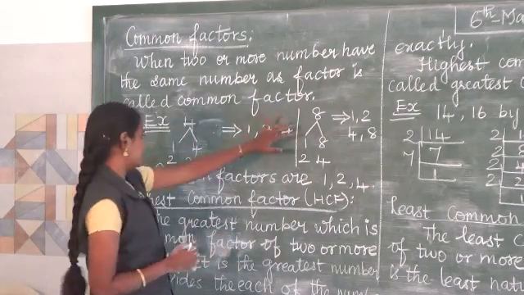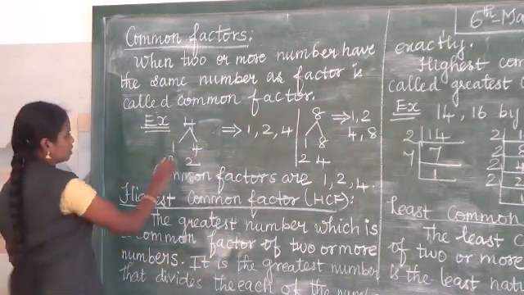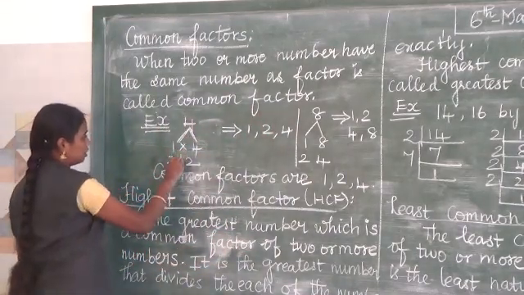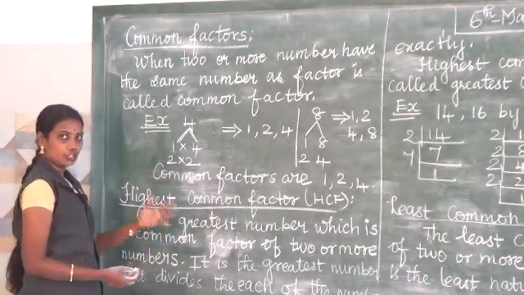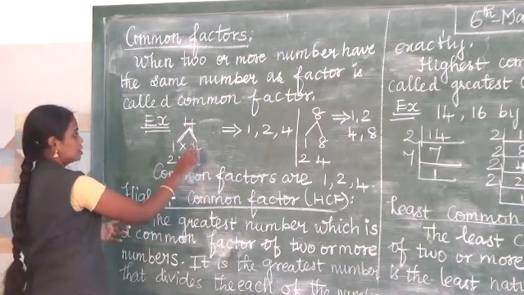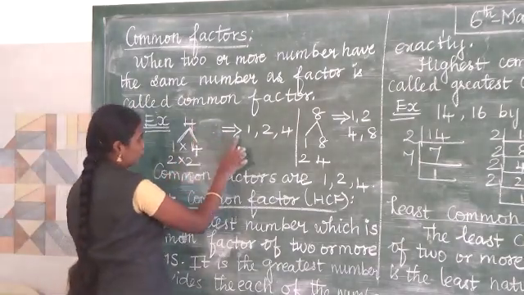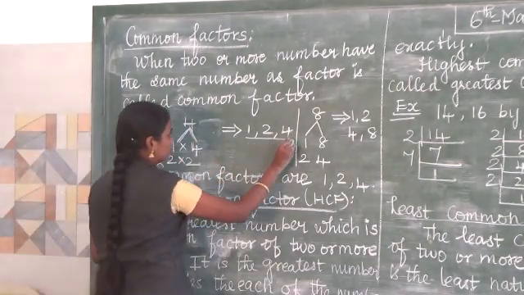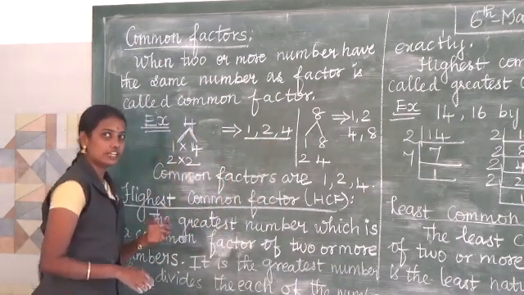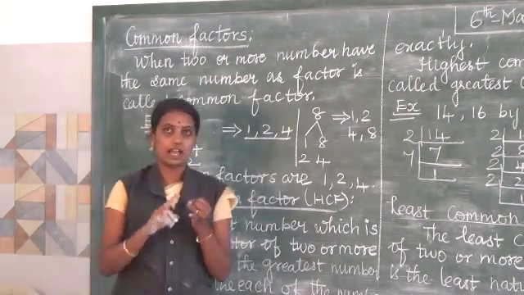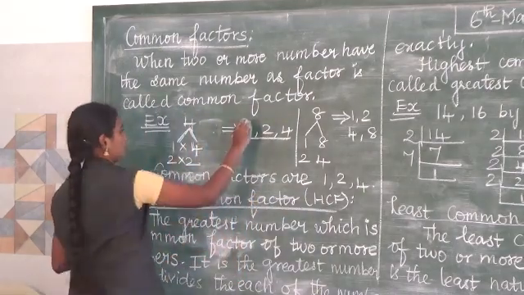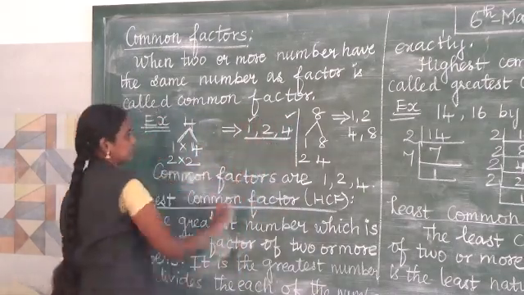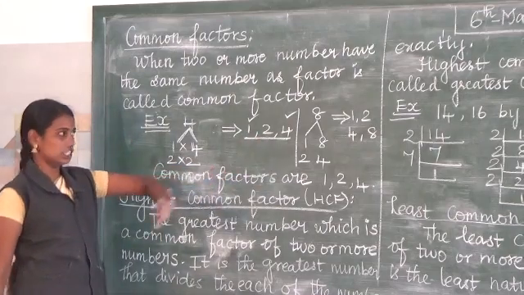Now 4 and 8 is here. The factors of 4: 1 into 4 and 2 into 2. Then again the numbers will be repeated, 2 into 2, then 4 into 1. So I stop. The factors of 4 are 1, 2, 4. We know that for every number the factors include 1 and the number itself. So 1 is here, the number itself, and other than that we have one more factor, that is 2.